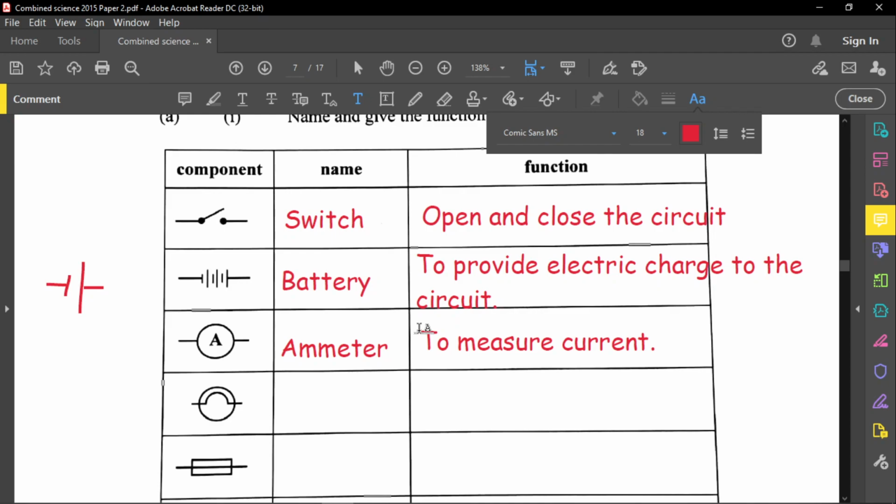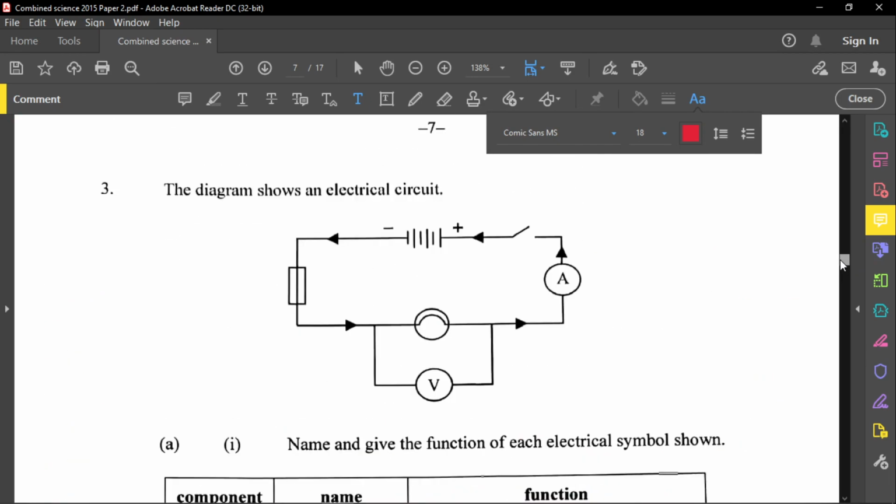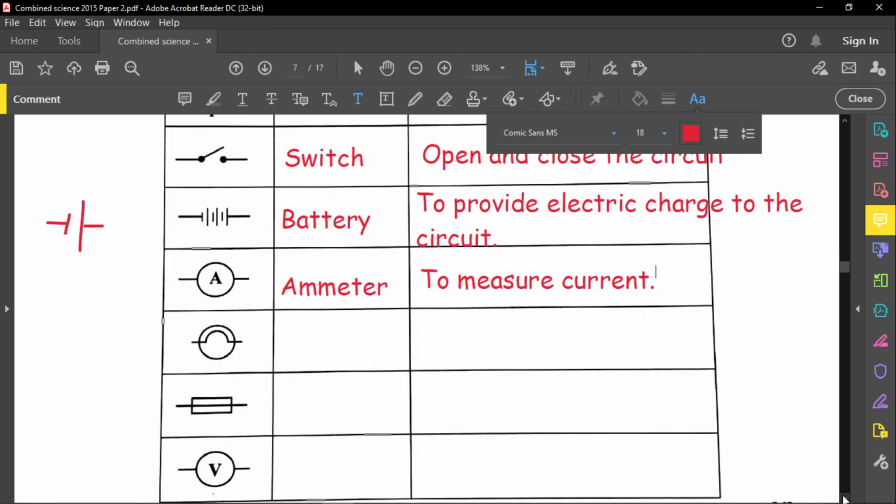And a point to note is that a meter is connected in series to the circuit. So if you're connecting a meter in the circuit, it must connect in series. Let's see if it's in the diagram. Okay, excellent. So the ammeter is in series. Notice the ammeter is connected in series. The voltmeter is connected in parallel. So that's something you need to know as well. The ammeter is connected in series, the voltmeter is connected in parallel within the circuit.